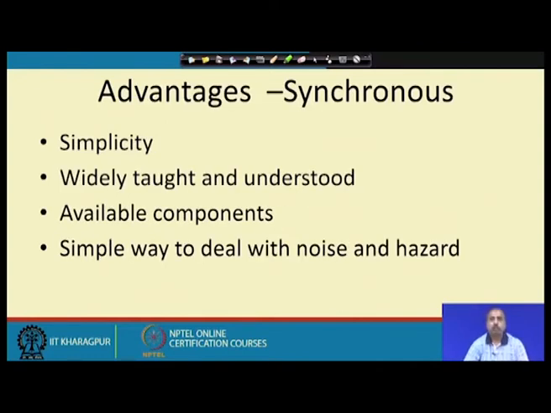Now, why do we go for synchronous then, when asynchronous has so many advantages? The major advantage is simplicity. In an asynchronous system, whenever we try to determine the current value of the output, we are faced with the question of what the previous value of the output was. Now, this previous value means before how much time?